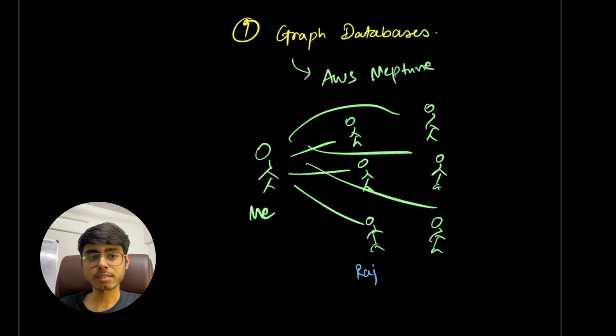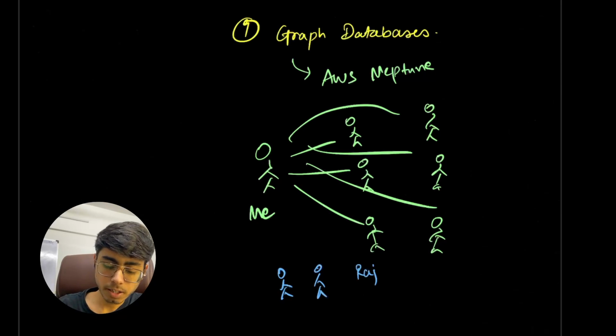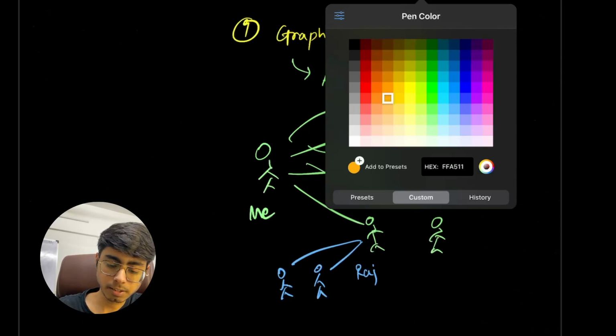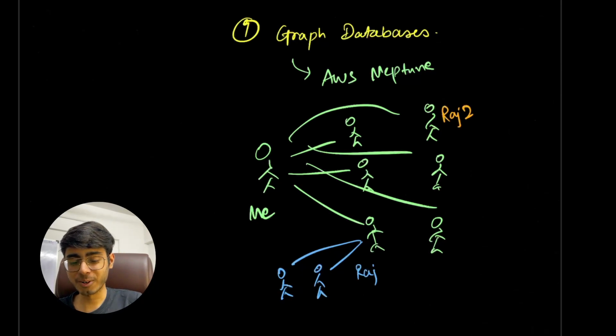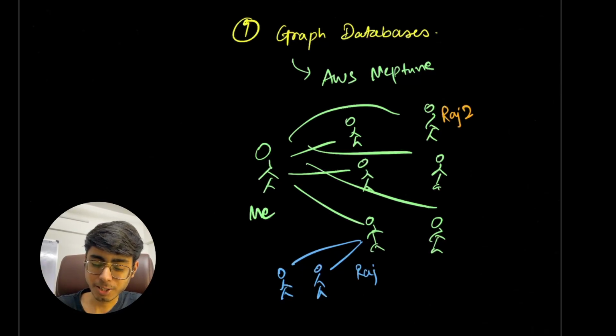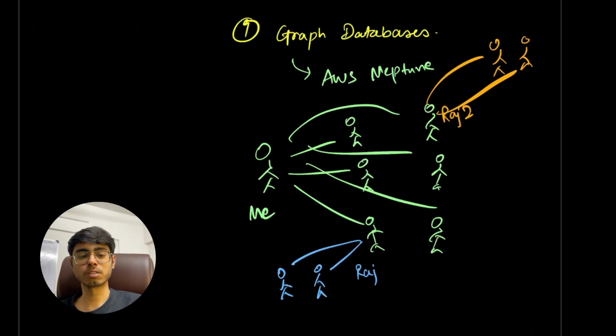Raj also has some followers, or he's also connected to some people, right? Let's say these are his followers. Now he is connected to these people. Again, there must be, let's say, someone named, I am very bad at names. Let's say Raj 2. I am not able to get any name. Raj 2. And he is also having some followers. He is connected to these followers.